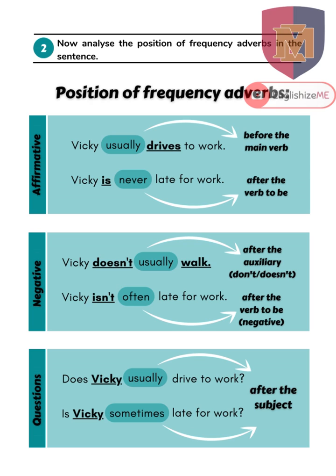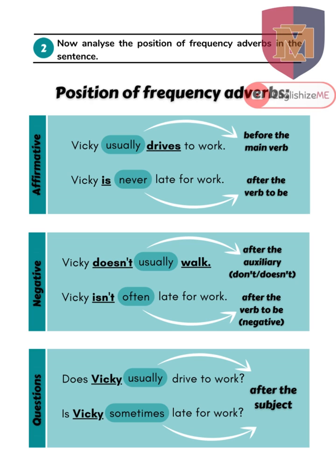Next, the question. We use usually after the subject. What's the subject? The name of the woman, right? Becky. And first we use the auxiliary verb, in this case do or does. In this case it's does, because we're working with Becky in third person, right? Does Becky usually drive to work? Next: Is Becky sometimes late for work?